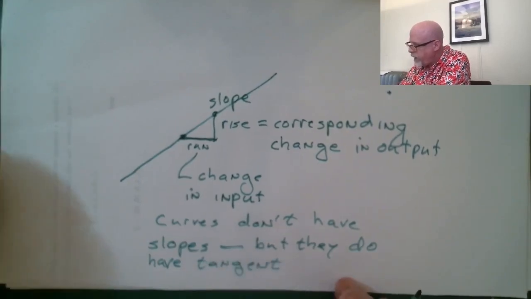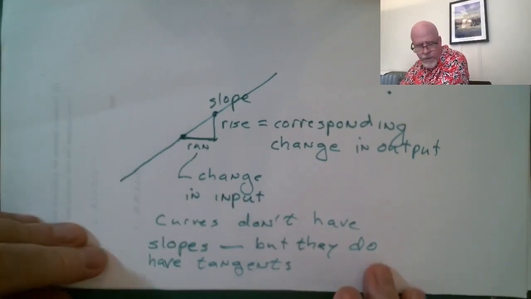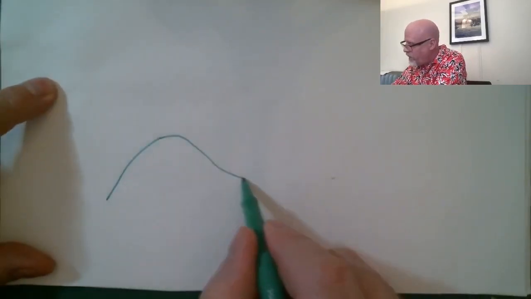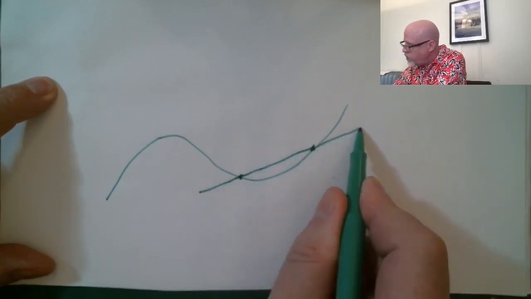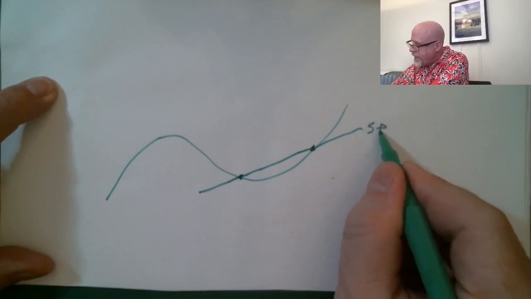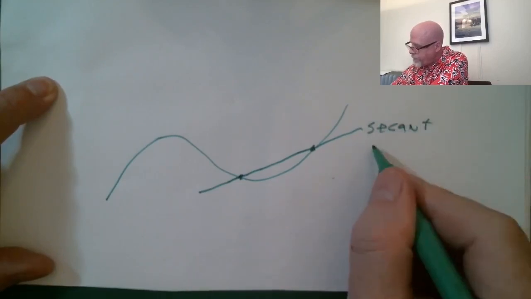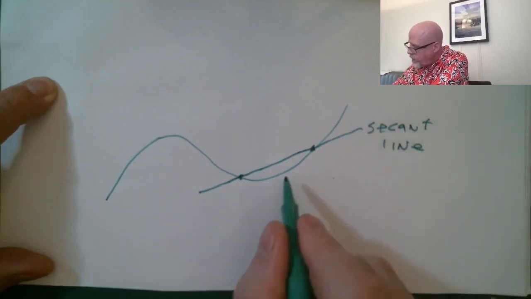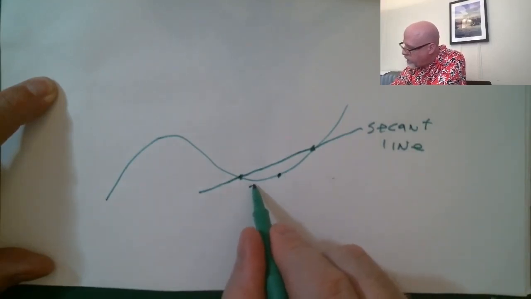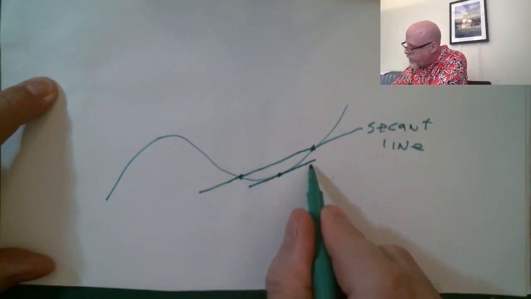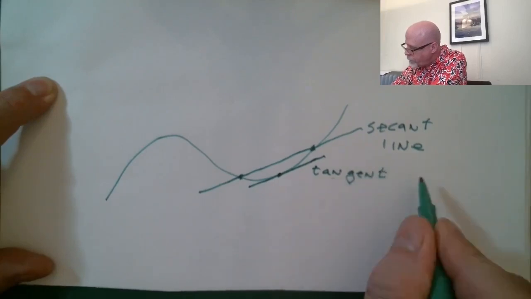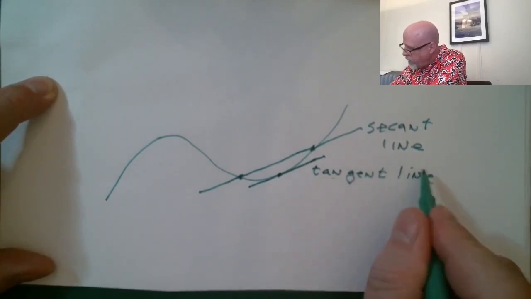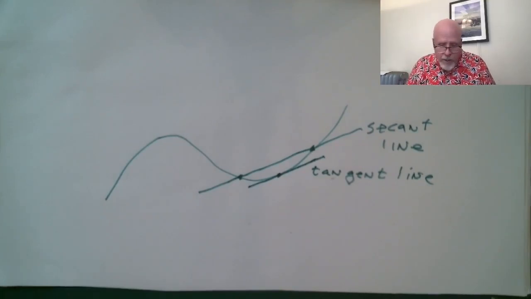If you have a line that does what those ones did where I hadn't gotten the slope right, you have some curve like so, and there's 2 points on the curve, and you've got a line that's going between those things. Such a thing is called a secant line. Versus if you have just a single point and the line is going in the same direction as the curve, that's what's known as a tangent line. And these two concepts are related in kind of a nice way.